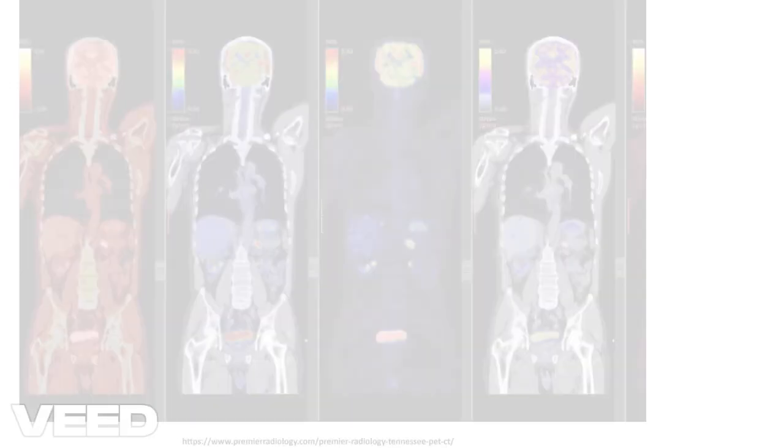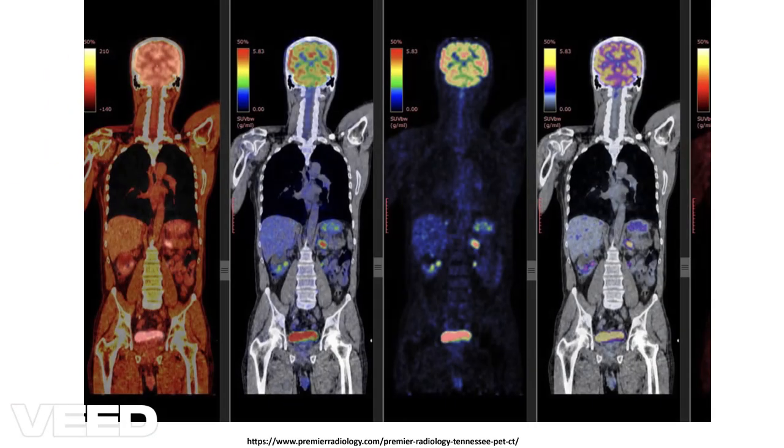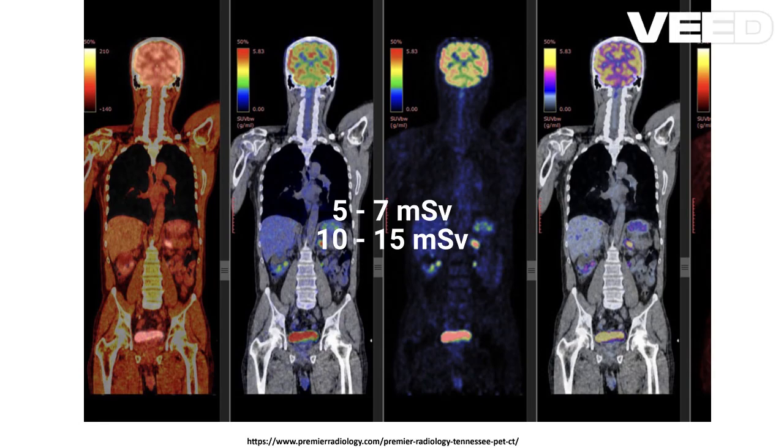A standard PET scan gives a radiation dose of around 5 to 7 millisieverts, roughly similar to a few years of background radiation. Combined PET-CT scans go a bit higher, up to 10 to 15 millisieverts, because of the added X-rays. While safe in moderation, it's something to consider for patients needing repeated scans.